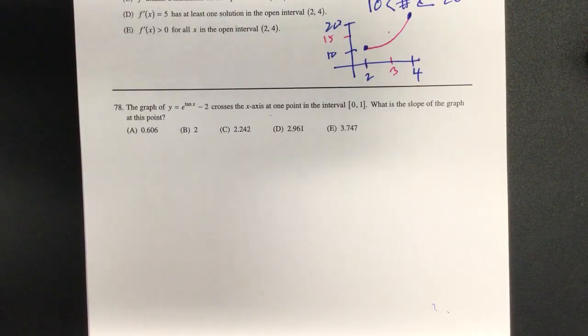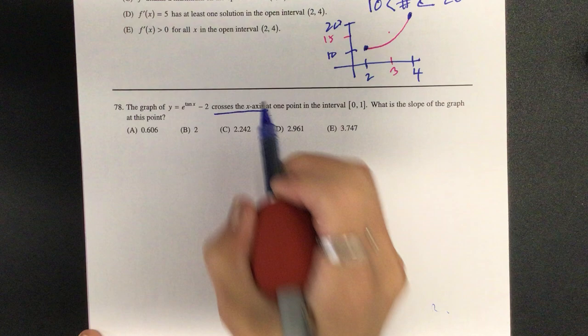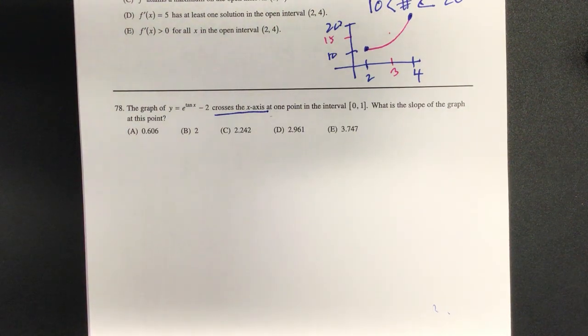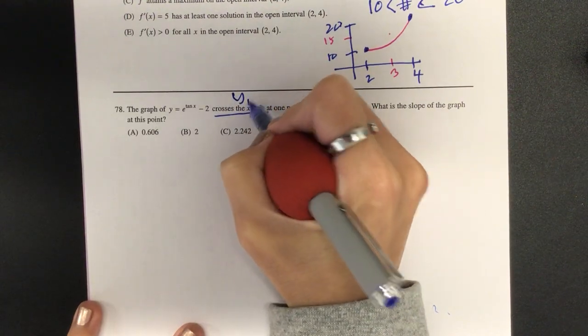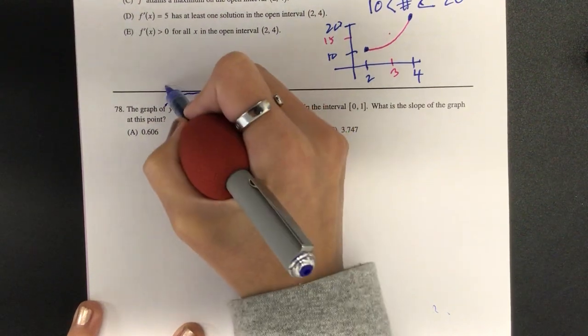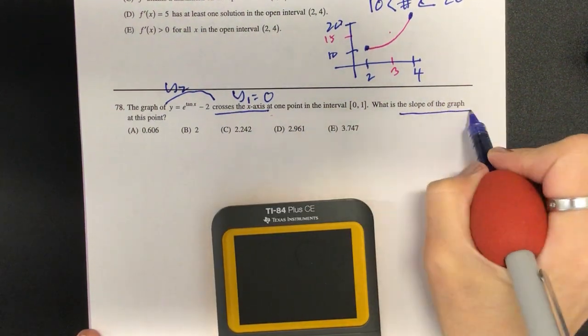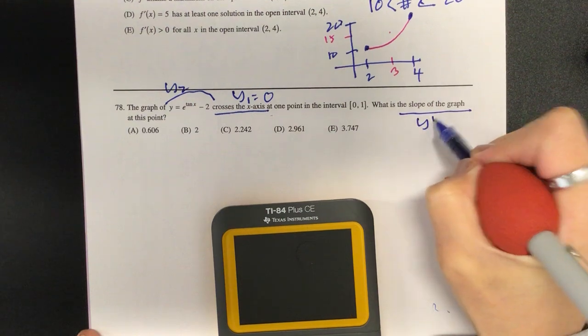Lily, go ahead and read that one. The graph of y equals e to the power of tangent x minus 2 crosses the x-axis at what point in the interval? Okay, let's underline crossing the x-axis. When a graph crosses the x-axis, that means we're crossing at y equals 0. So I'm going to have you write y1 is equal to 0. And then all this right here, we're going to type in y2. I want to figure out the intersection first, and then we'll deal with the slope. For the slope, let's also write on here, the slope is found by y prime.